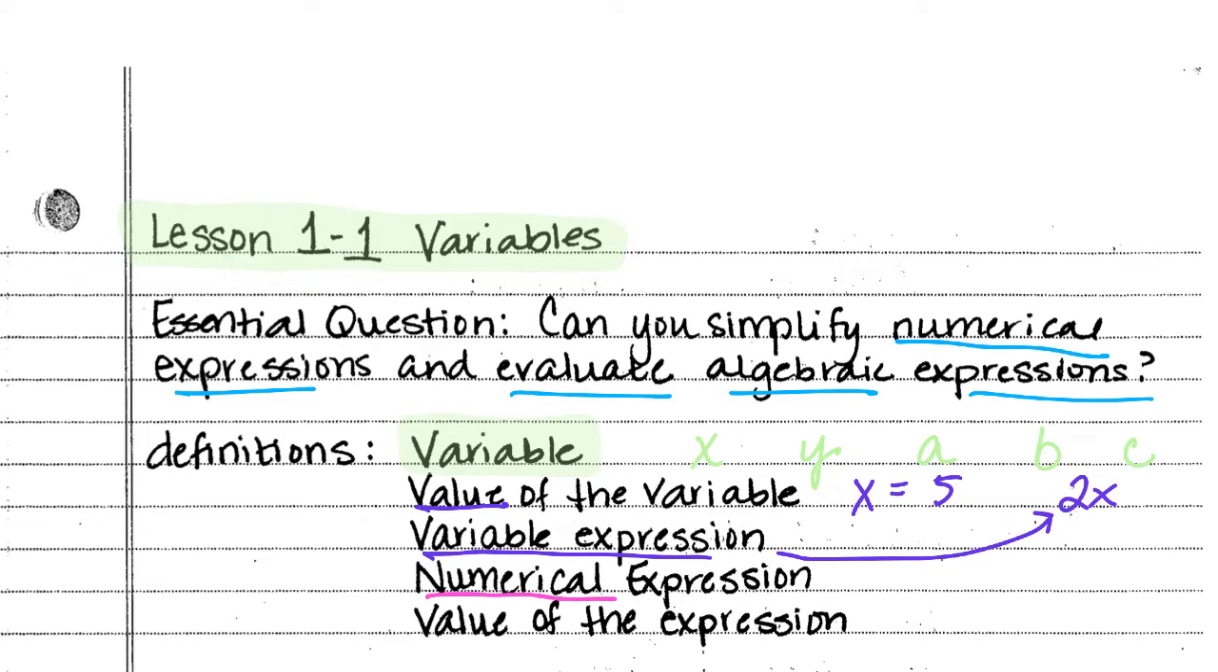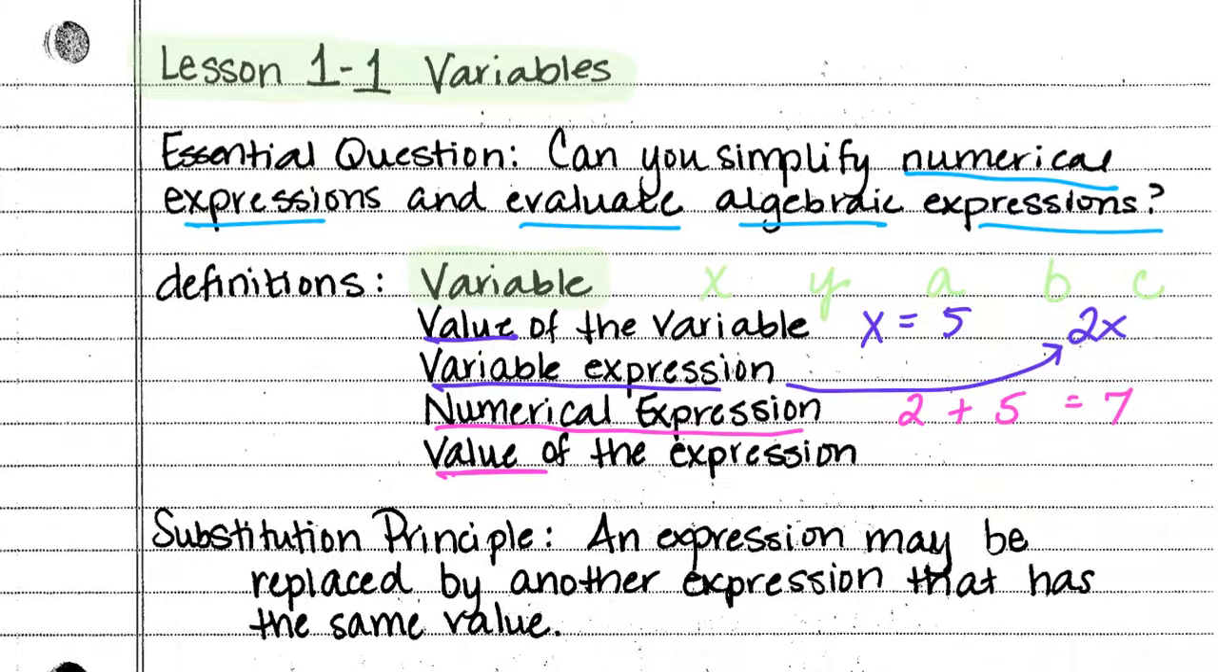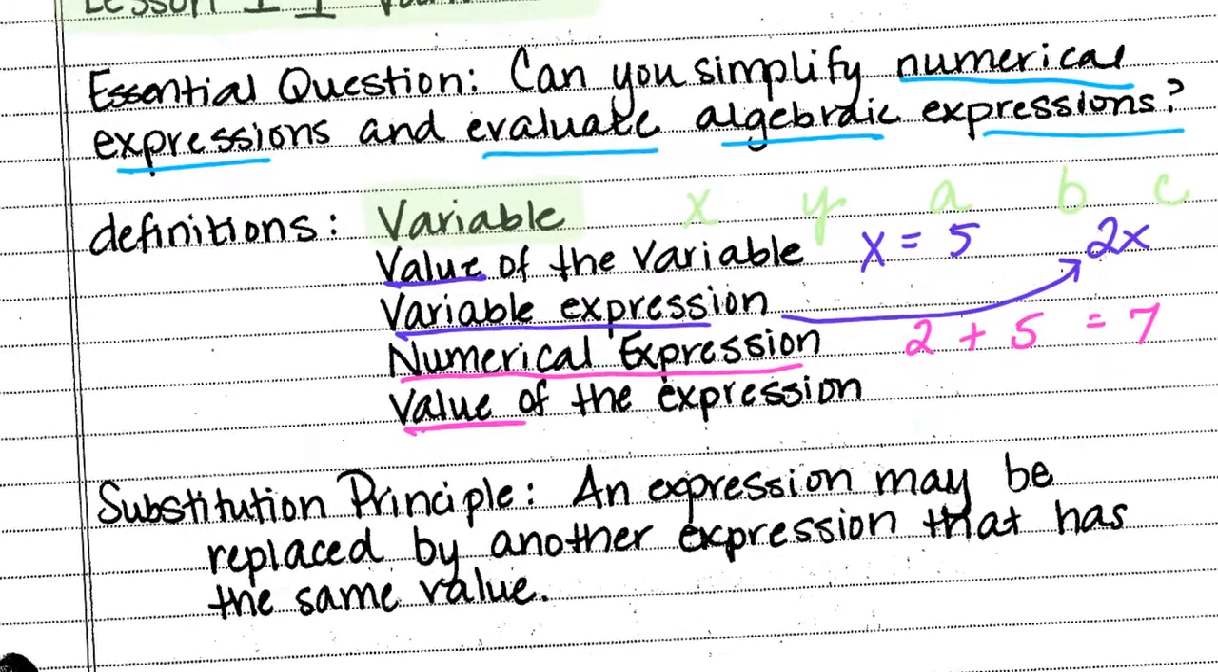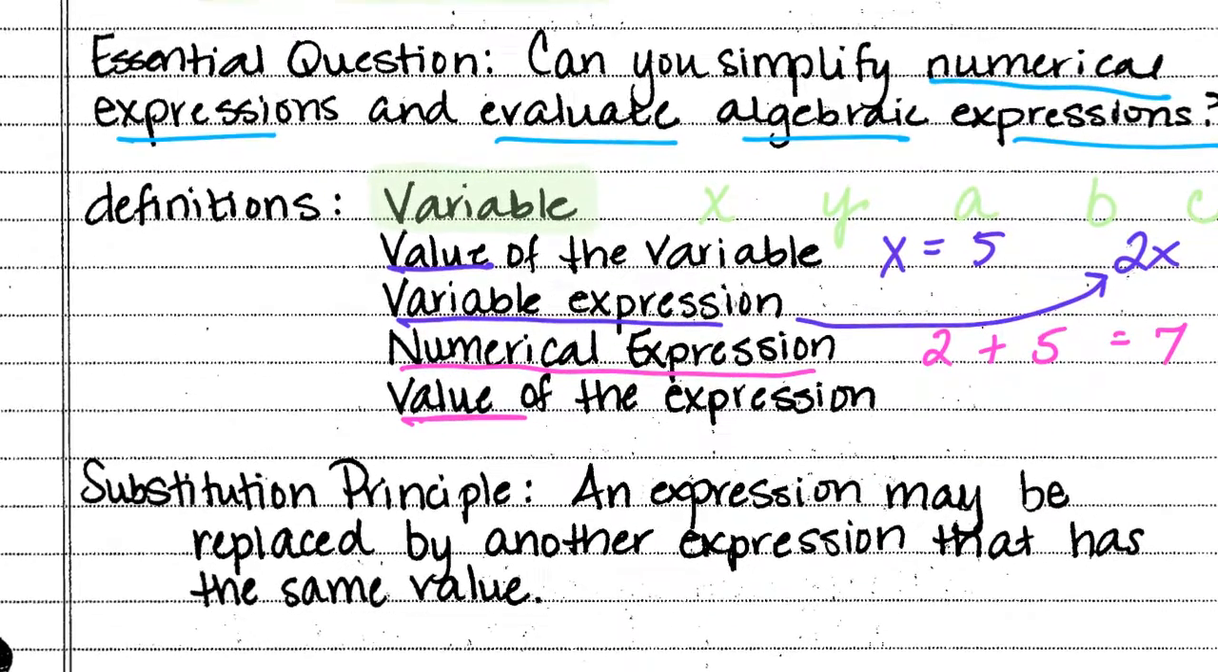A numerical expression is really just numbers. 2 plus 5 equals 7. And the value of the expression is the answer. So let's get working on a couple different things. The first thing we're going to talk about is the substitution principle.